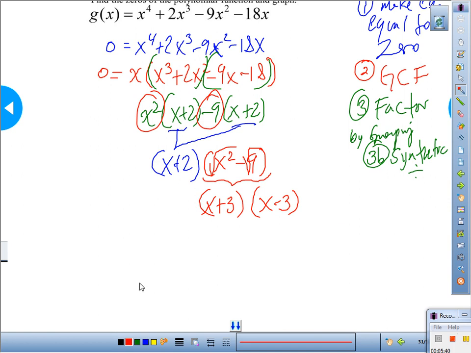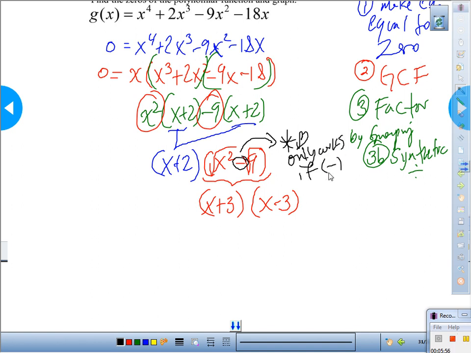Okay, here it goes. Make a note right here. And I want you to circle this piece right here. Arrow outside, asterisk, heart. Only works if that's a negative. If it's a positive, it does not work. This process does not work. That's why that pattern is known as difference of squares.